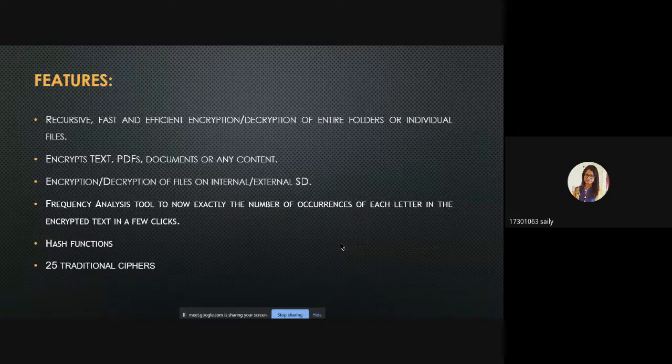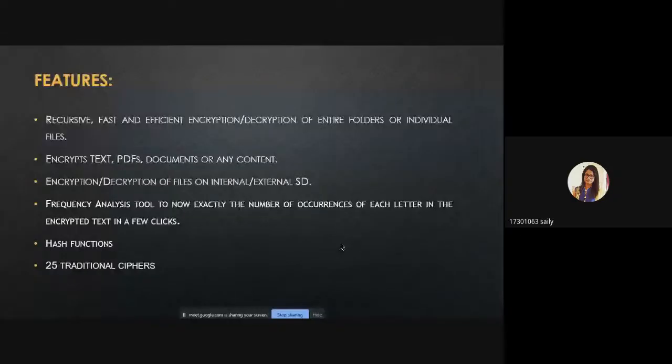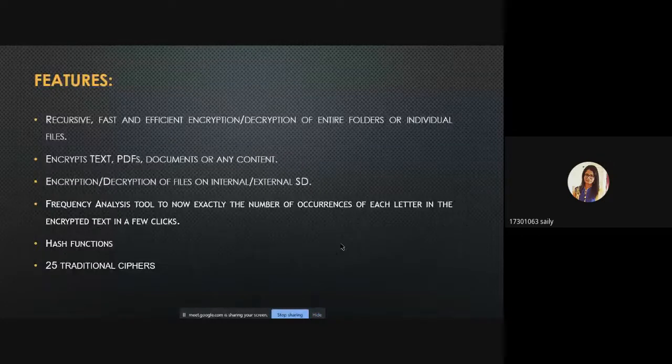Generally, the Decrypto app is very recursive and it is fast and efficient for encryption and decryption of an entire folder or an individual file. It encrypts text, PDF, documents or any content, and the encryption and decryption of the file are possible on the internal as well as external SD card also. It supports a frequency analysis tool to know exactly the number of occurrences of each letter in the encrypted text. And it supports hash functions and 25 traditional ciphers. Next.